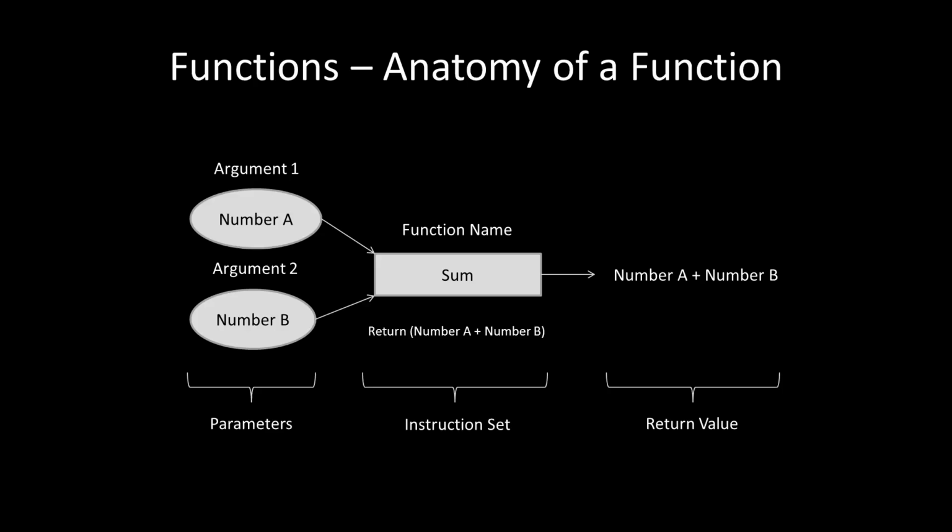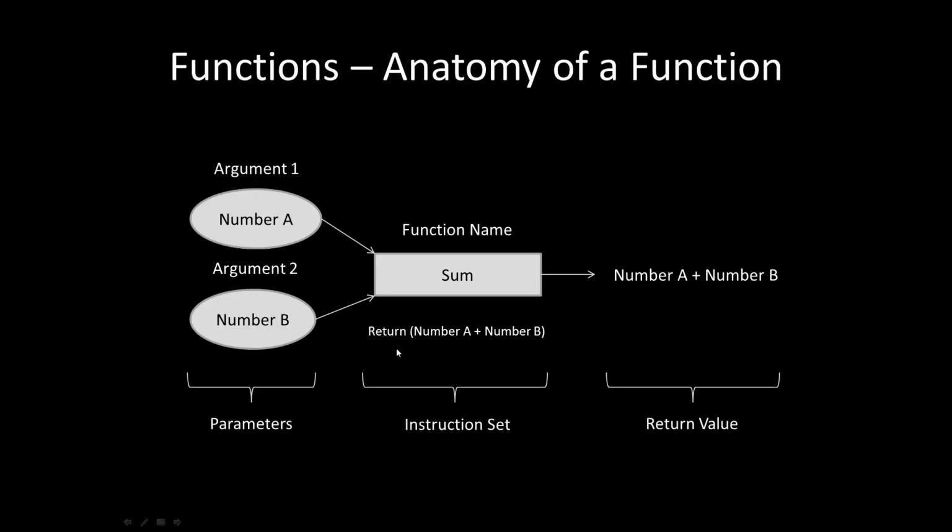So if you see here at this diagram that I made, we have a function. This function is called sum. It has a function name. It has 2 parameters, the arguments num_a, number a, and the argument number b. So it has 2 arguments, argument 1, argument 2, number a, number b. Let me slow down a bit here. And then we have an instruction set.